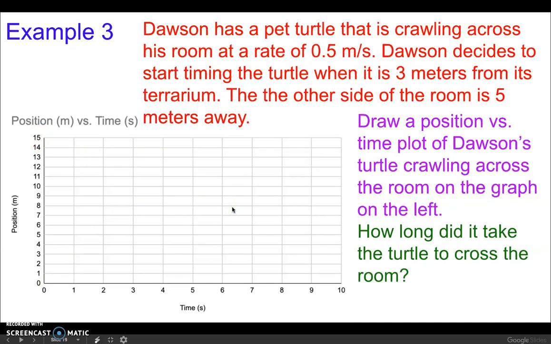Okay, and then example 3, Dawson has a pet turtle that is crawling across his room at a rate of 0.5 meters per second, which is actually pretty fast for a turtle, believe it or not. Dawson decides to start timing the turtle when it is 3 meters from its terrarium.